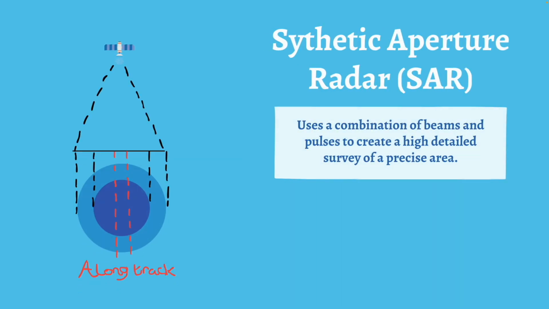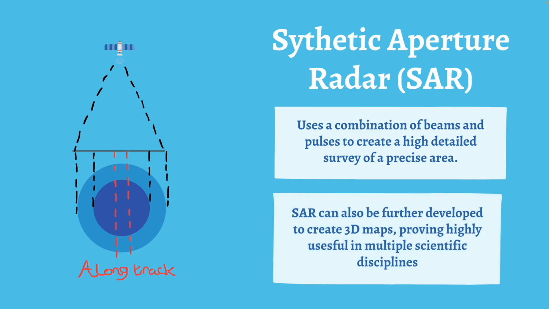Synthetic aperture radar uses a combination of beams and pulses to create a highly detailed survey of a precise area. SAR creates a smaller band of more precise information collected in the along track direction. SAR can also be further developed to create 3D maps, proving highly useful in multiple scientific disciplines.